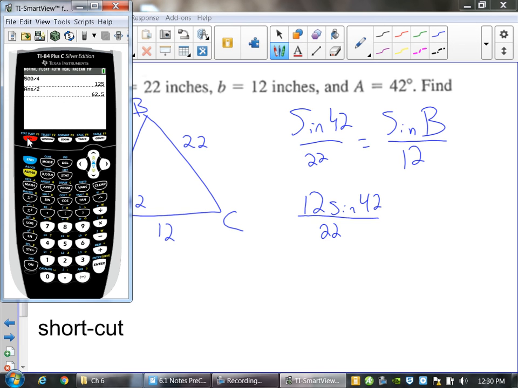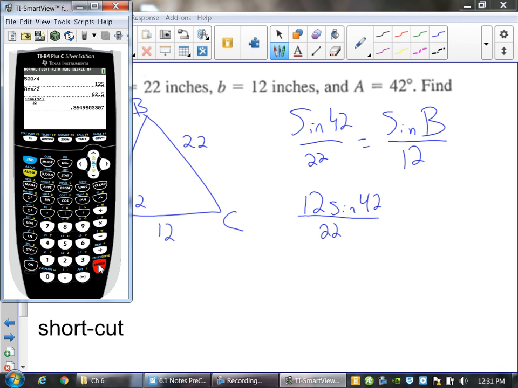I'm going to create a fraction bar. I have to do a little bit different than what you guys set it up as. And I go 12 sine 42 over 22. Okay. Make sure I'm in degree mode. And hit enter. That equals the sine of angle B.